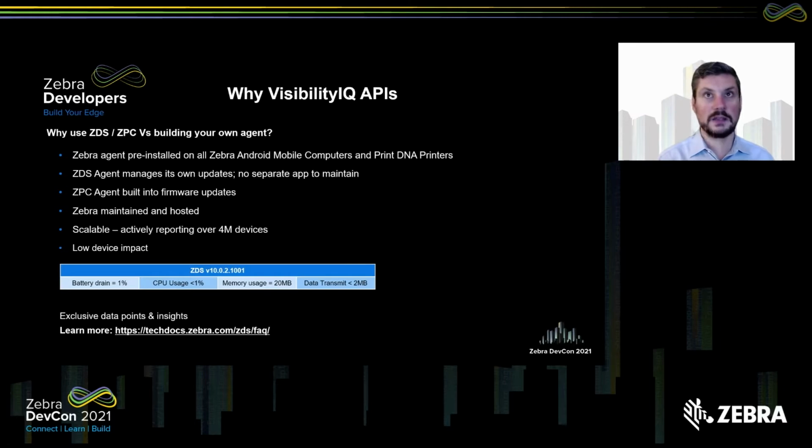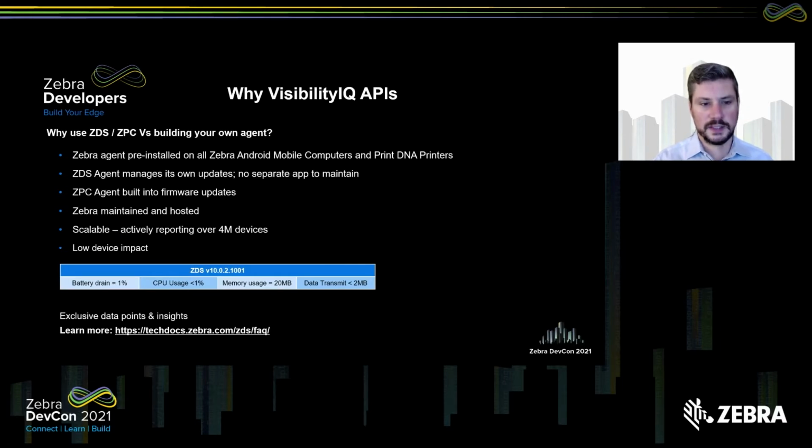We have had these running for well over 5 years, and this year we have had over 4 million devices regularly reporting into our system. This is all scalable and built on Zebra Savannah, which is Zebra's cross-company cloud platform. We're using that for the mobile computers, for the printers, or even RFID readers and other things that aren't necessarily supported today in VisibilityIQ, but we leverage Zebra Savannah for it.